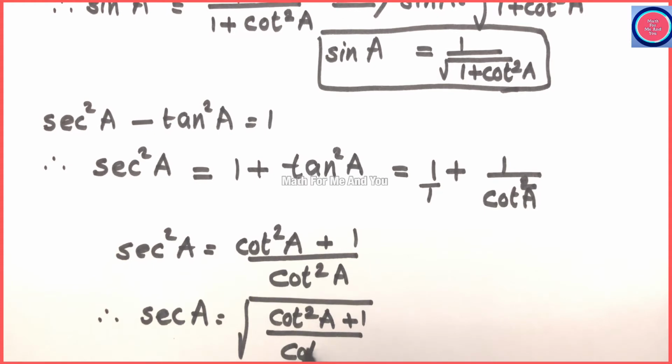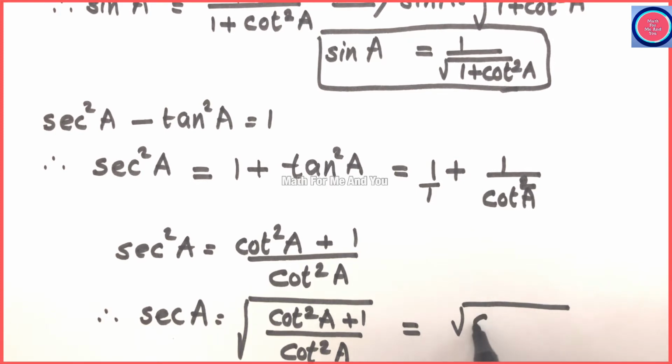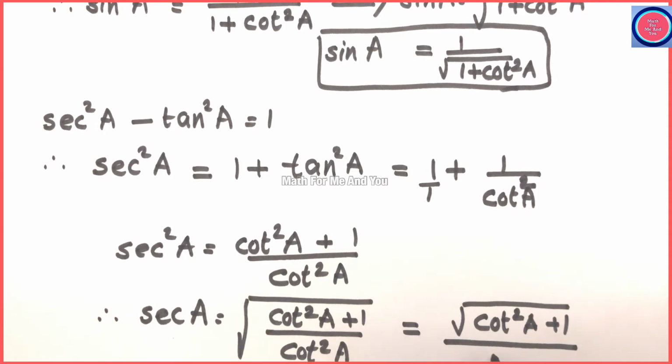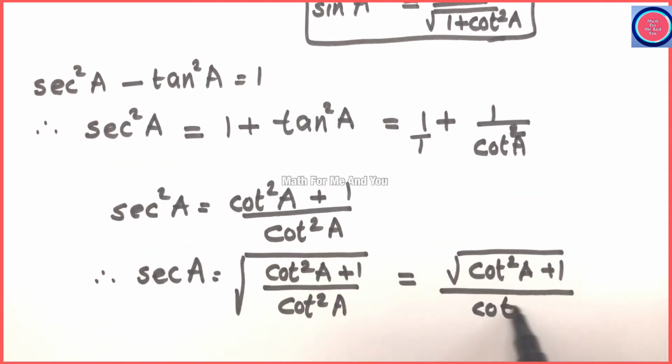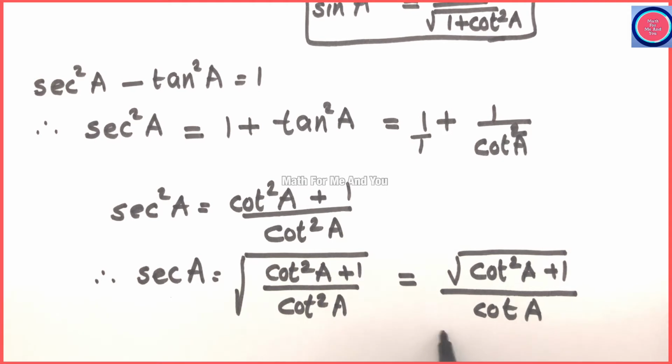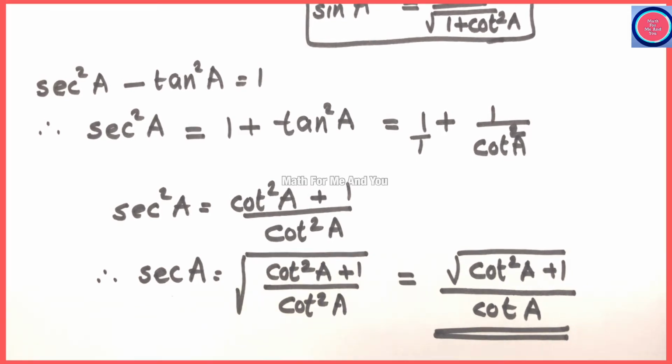The right side we can take square root on numerator as well as denominator. Root of cot square A plus 1 we have to write same as it is. That is the numerator, divided by root of cot square A which is equal to cot A. So we are getting sec A in terms of cot A as sec A is equal to root of cot square A plus 1 divided by cot A.